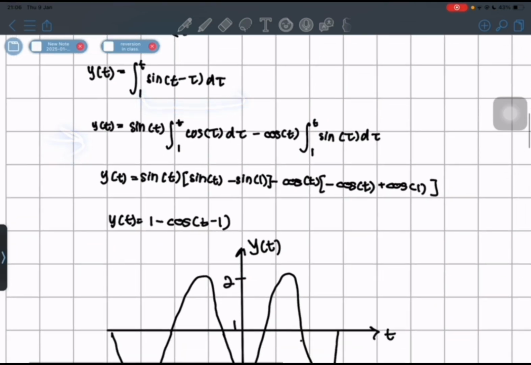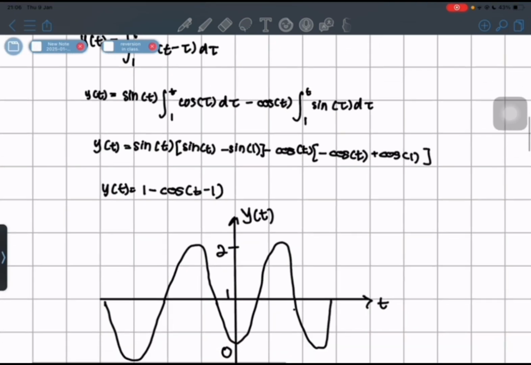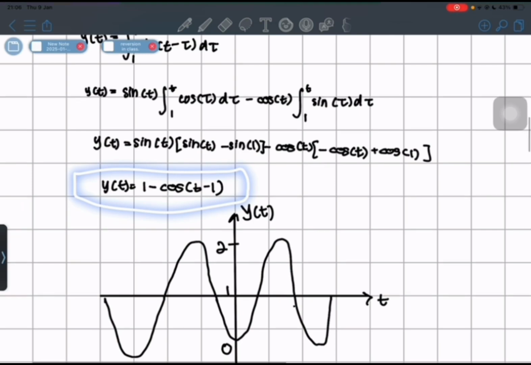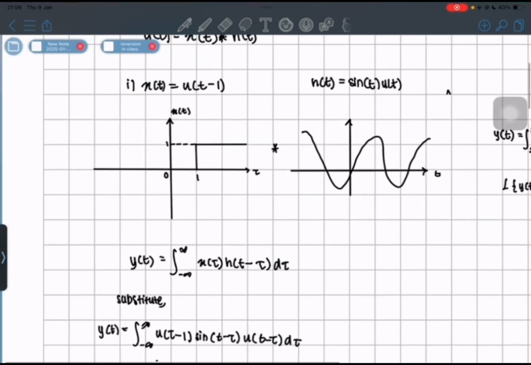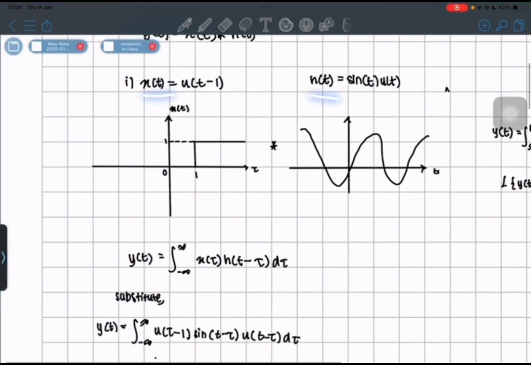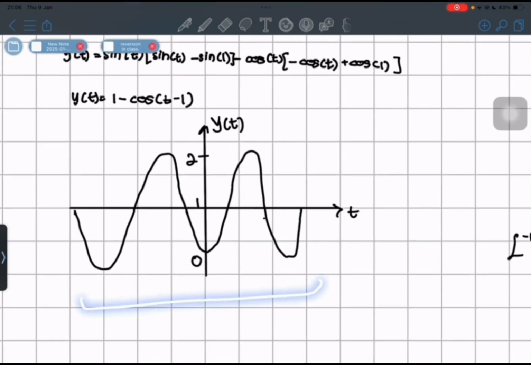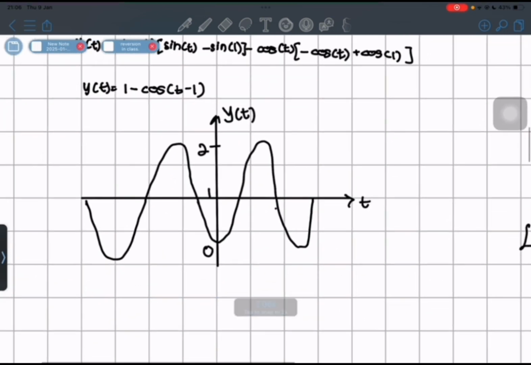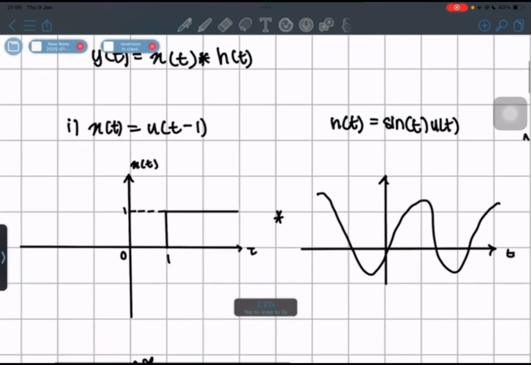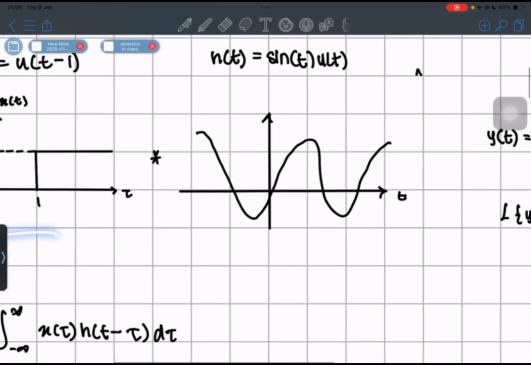After we simplify and evaluate all the integrals, we got this answer, which is the convolution between xt and ht. And then this is what the graph will look like after we convolve this graph and this graph.